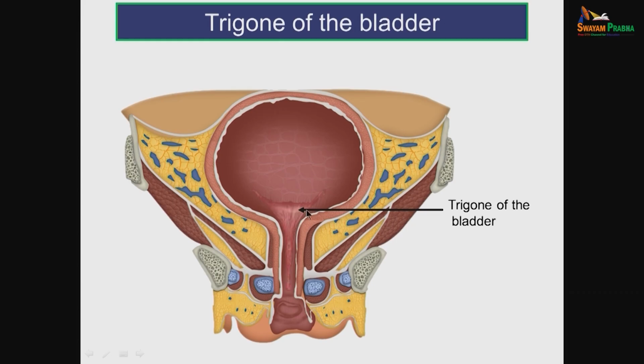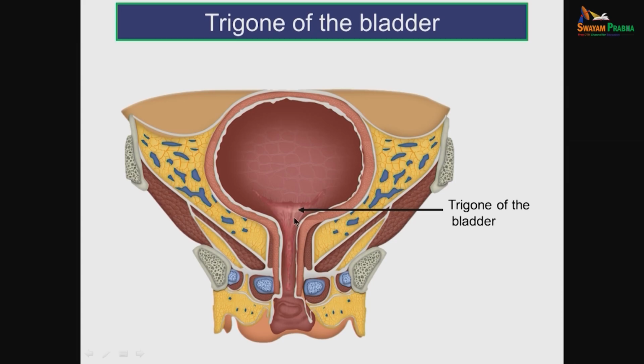This is a picture to show the trigone of the bladder in adults. This is the urinary bladder. Coronal section has been done. You can see the interior of the bladder. In the lower part of the posterior wall, you see a triangular area. This is called the trigone of the bladder. At the posterolateral corners, you can see the ureteric orifice. This is the internal urethral orifice, and this is the female urethra.